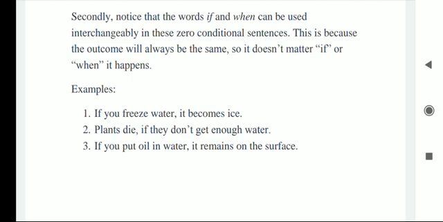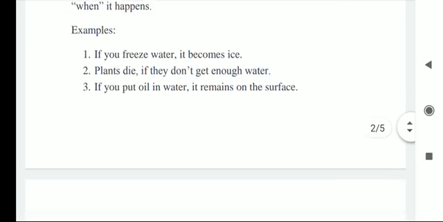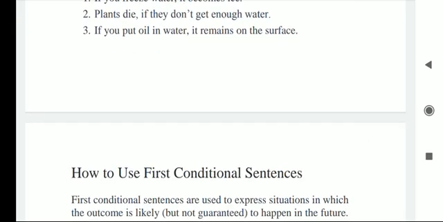Plants die if they don't get enough water. Third, if you put oil in water, it remains on the surface. This was about zero conditional clauses or zero conditional sentences.